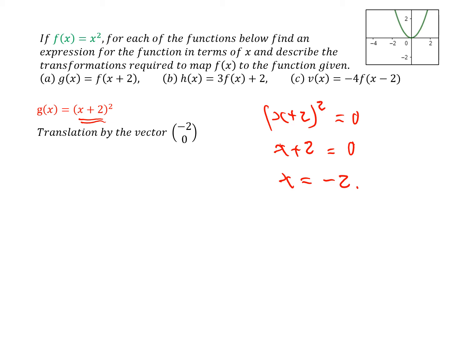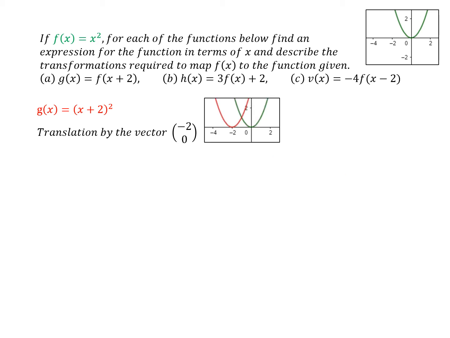So here's a little graph of what that looks like. The little graph here isn't required by the question, but I thought I'd pop it in there just to show you, if you need to look at it, that the graph of f of x has been translated 2 units to the left to give us the red graph. So what about h of x?